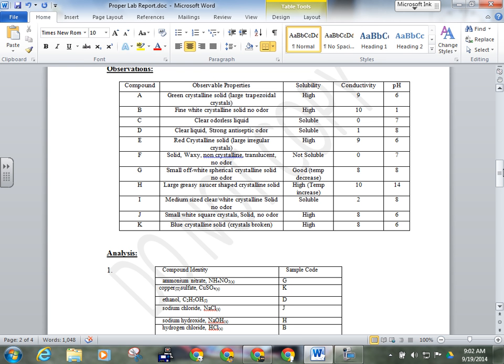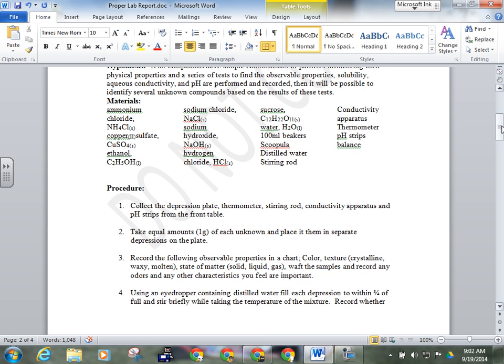So let's figure out what these are. A, green crystalline solid. I don't think I have to go any further than that. What was the only substance on our materials list that would have been a green crystalline solid? Nickel chloride. That's what it was.